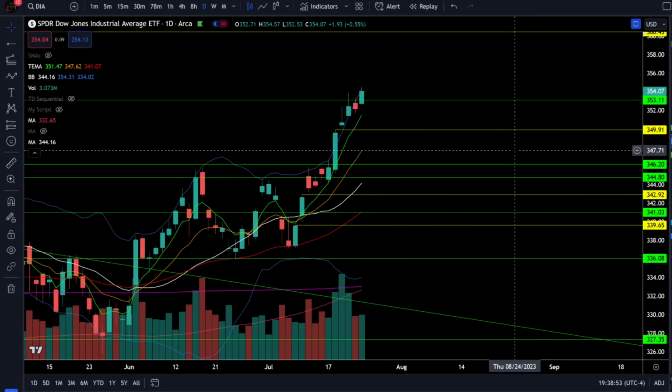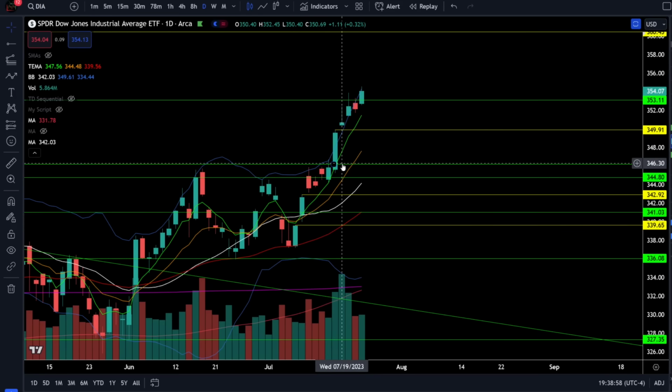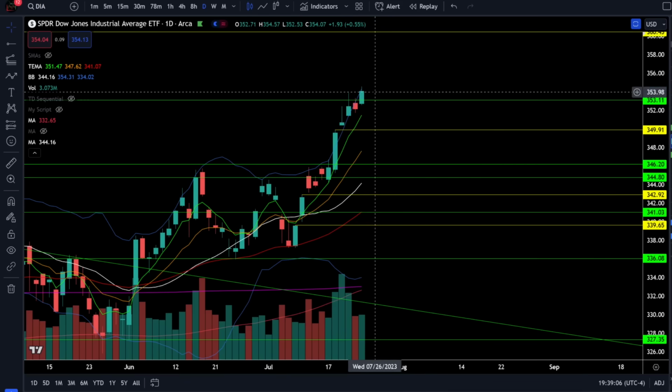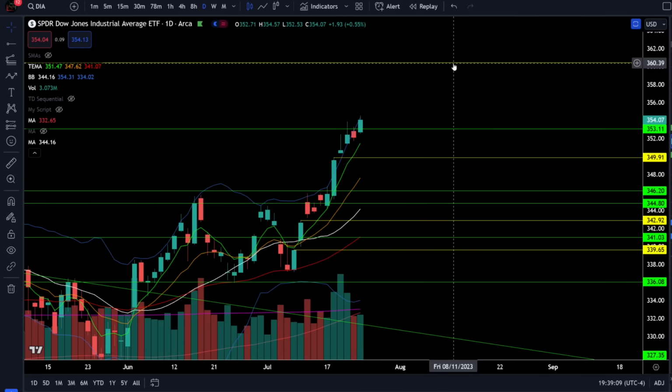On the Dow Jones, we were up 0.55% today, and as I've said, the Dow Jones had a very bullish breakout above 346 because that on the weekly chart was an inverse head and shoulders that told us on a breakout we would likely test the previous all-time high, and now we're breaking through 353, which means we're likely going up for the gap fill right around 360.